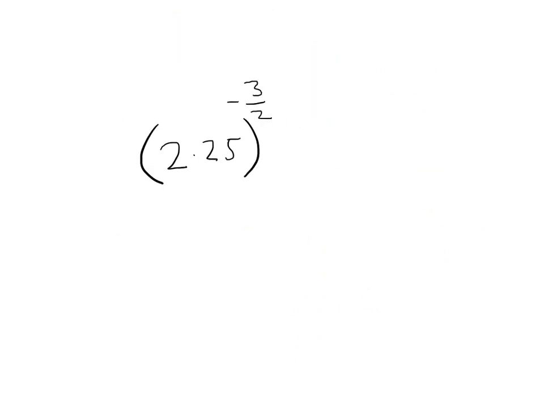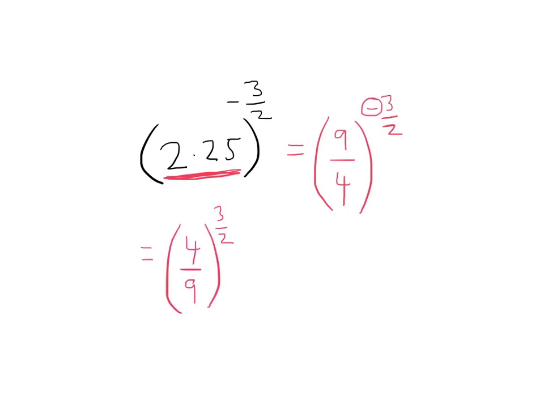Right, finally, let's have a look at this question here. So always when we've got these slightly difficult numbers inside the brackets here, the first thing to do is to turn them into a top-heavy fraction. And obviously 2 and 1 quarter is the same as 9 quarters, so that's 9 over 4. Then we'll deal with the negative indices. So instead of 9 over 4, it becomes 4 over 9. And we've lost our negative index power there. So we're now looking to cube it and to square root it.